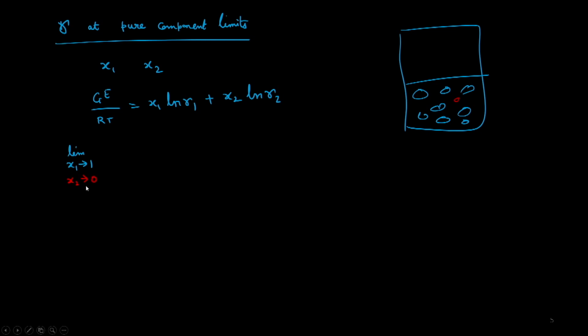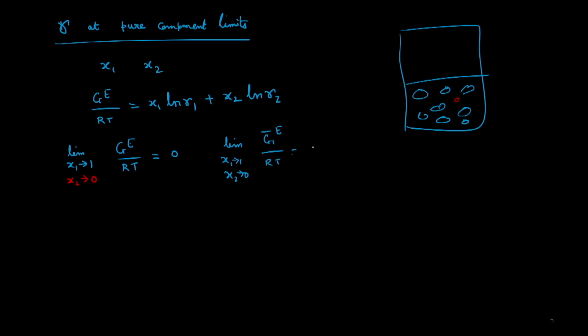At this limit of pure component 1, what we will see is that the mixture is fairly ideal because most of it is made up of only one component, and the excess Gibbs free energy GE by RT will be equal to 0. Also, if you want to look at the partial molar Gibbs free energy, I will drop the color code for now.